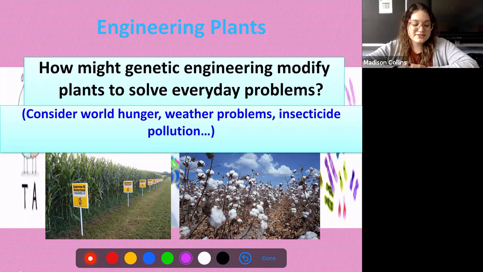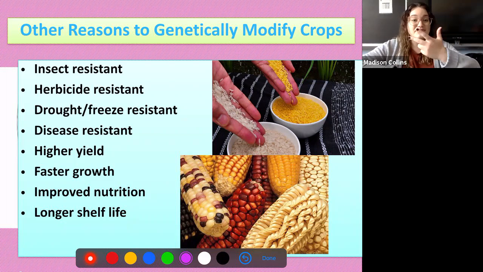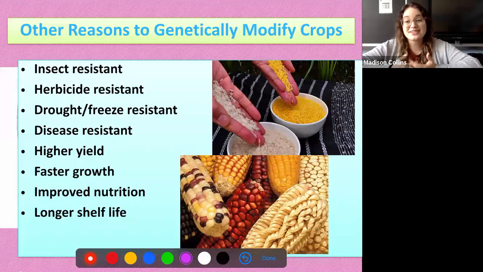Now, there is no one right answer for this question, but I am about to show you some of the pros and cons associated with this. So you do need to fill these blanks in on your paper. Here are some reasons that we might want to genetically modify plants. These are some pros. We can genetically modify crops to be insect resistant or herbicide resistant or drought and freeze resistant, even disease resistant, right? These are really helpful things to have.